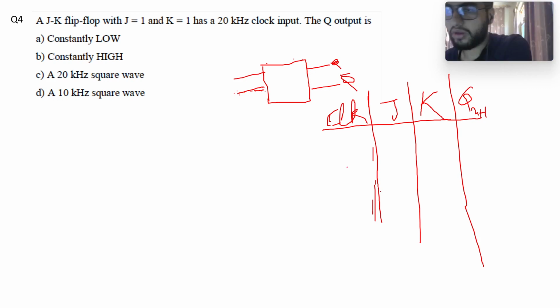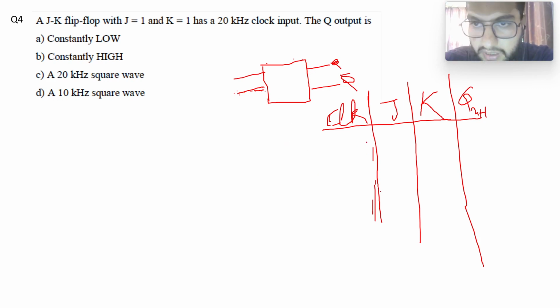Actually, my mouse is not working. Let me just try with this. Yeah. So when clock is 0, we have a don't care on J and K. What will be this output Qn plus 1? Can someone tell me? So when clock is equal to 0, J and K are don't care. So what will be my output, Qn plus 1?